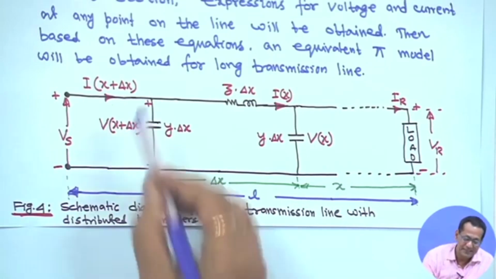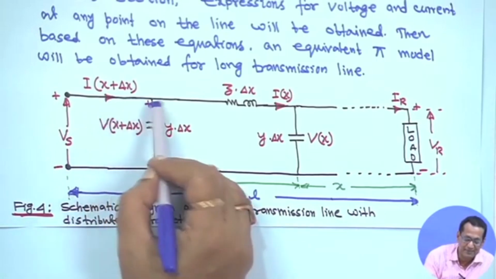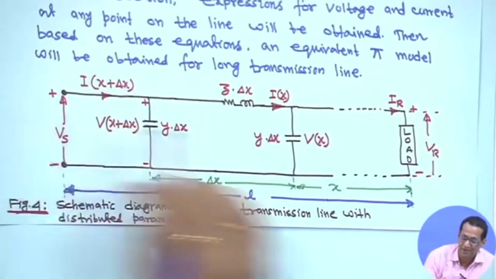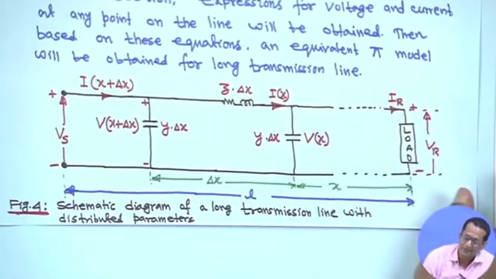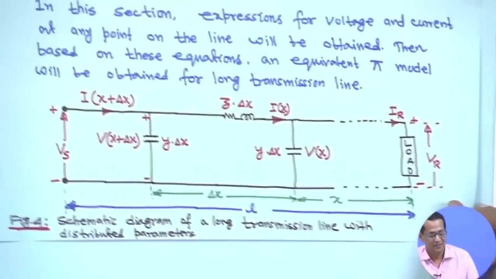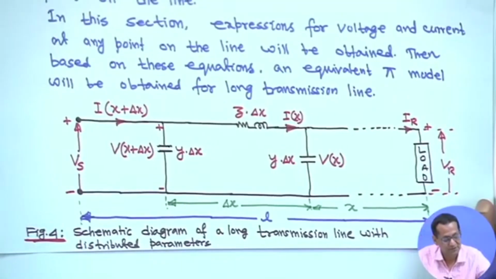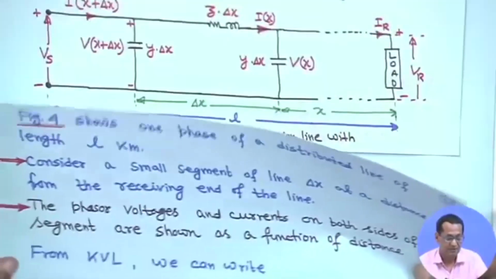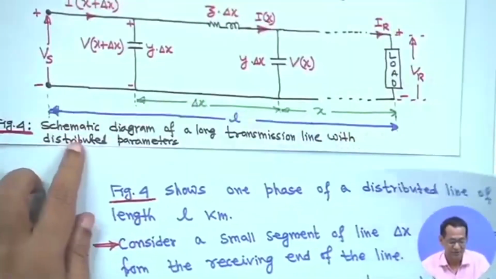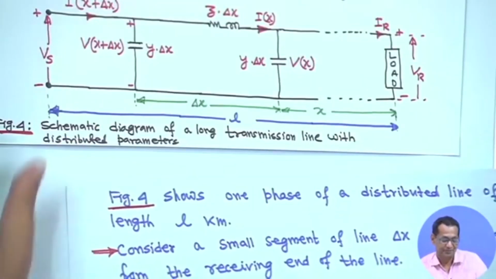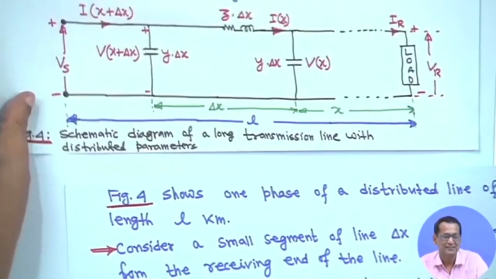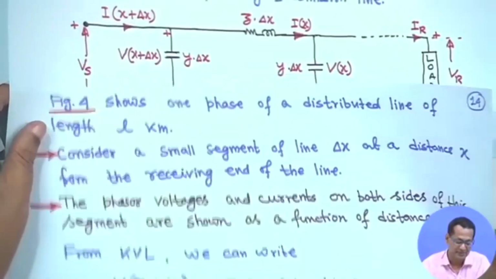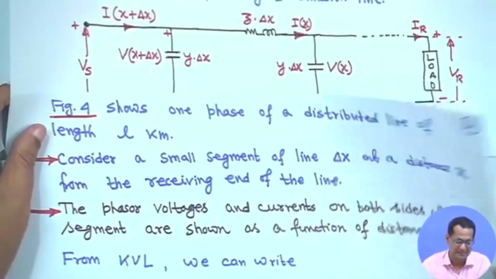But this is not the sending end; this is a small distance x, and the sending end is far away. Similarly, the dashed line means the receiving end is also far away. Now, this is figure 4, I told you everything. It is one phase of a length, this is actually a balanced system. The phasor voltage and current on both sides of this segment are shown as a function of distance.